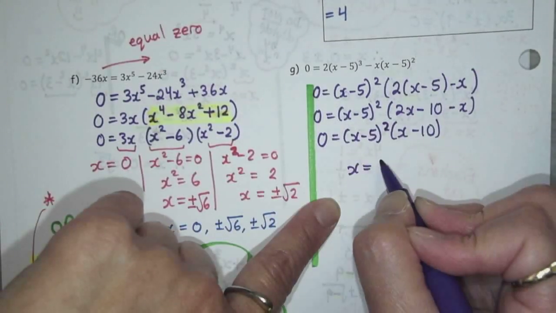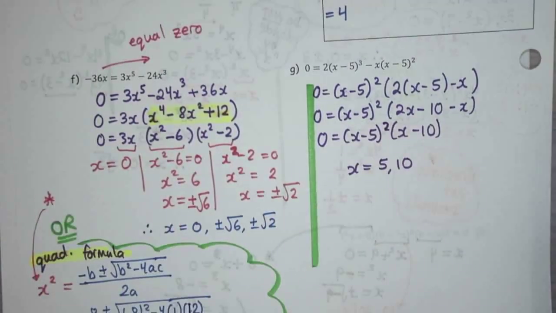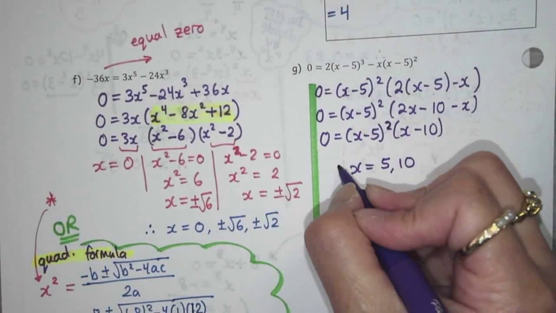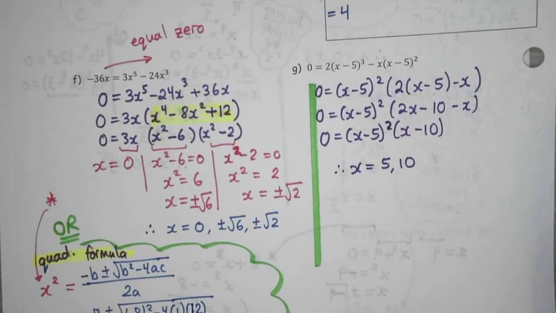So x equals 5 and 10, right? So just make sure that you finish your answer. Okay, so again, common factoring, we can still do common, 2 by 2, all this stuff, everything we've ever learned about factoring. Any questions?